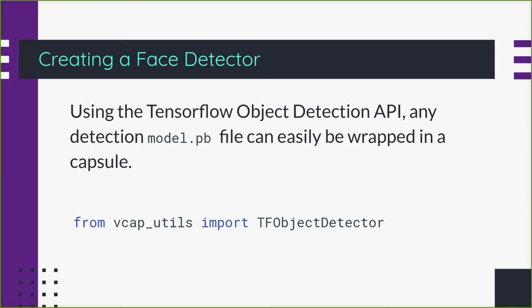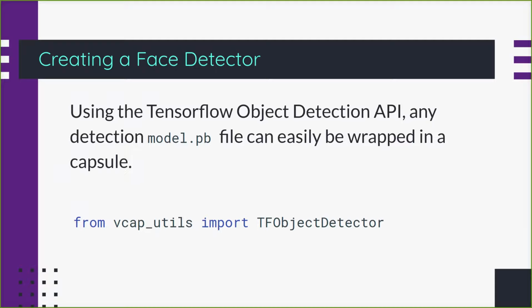Okay, so let's move on. For this next example, I'm going to take a deep learning model and show you how to take a model from the TensorFlow object detection API and wrap it as a capsule. So we want to take an existing model and very easily convert it into BrainFrame format.